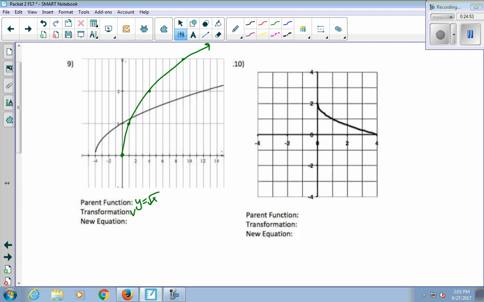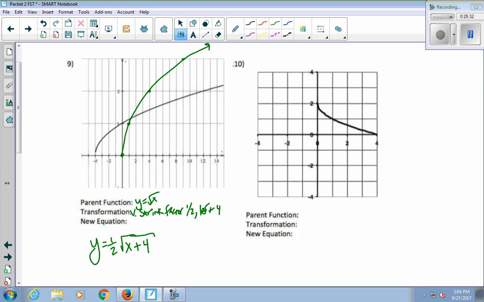So we're going to say vertical shrink first. And then the factor, that's 1, 1. Looks like a half. Looks like the y coordinates are half of what they used to be. Factor a half. And then we went left 4. So my equation would be y equals, it's a vertical shrink, so I'm going to put a 1/2 on the outside. And then to go left 4, I put +4 under the square root.